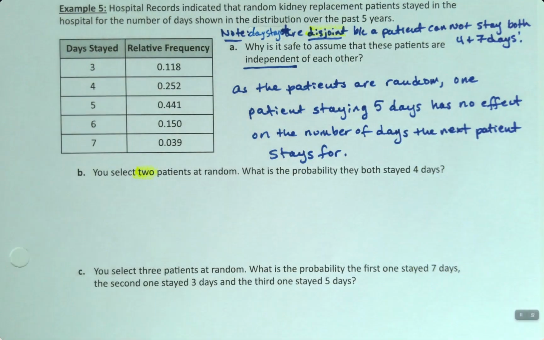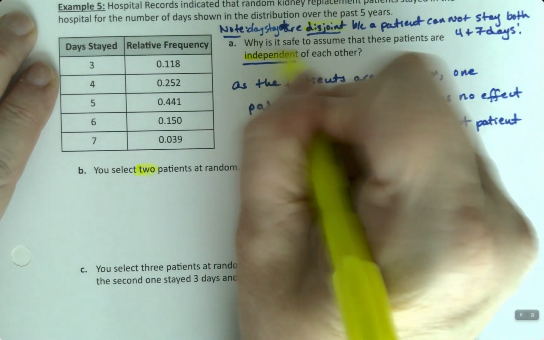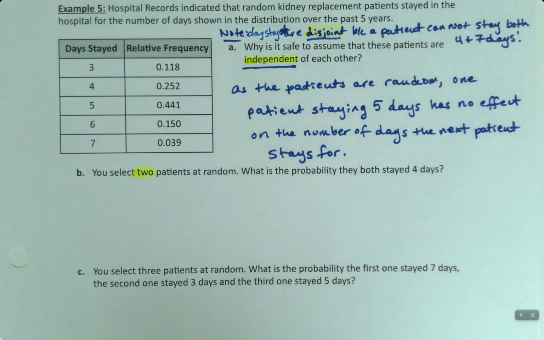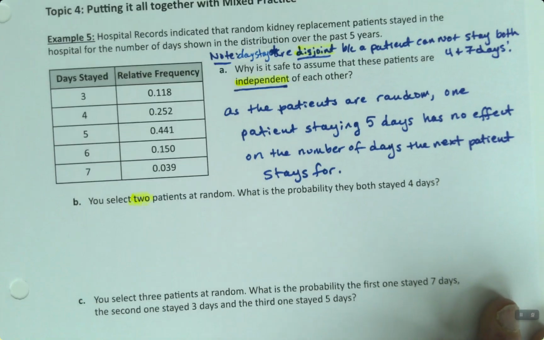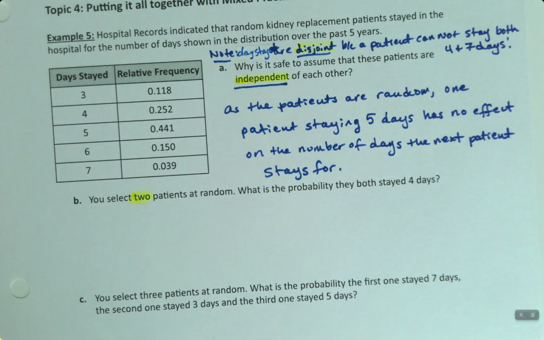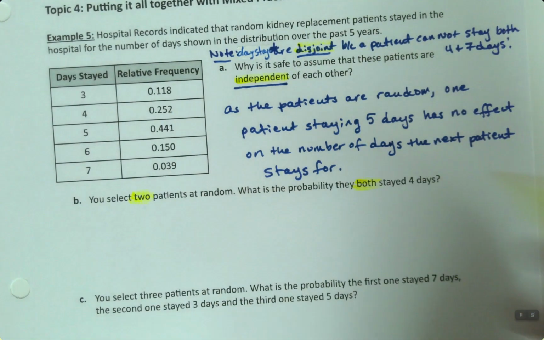Now, since these are random patients, this is going to be a multiplication rule. They're independent. We just said up above they're independent. They're actually disjoint and independent, but disjoint doesn't really affect us here because disjoint would only matter if we were talking about a single patient, which we're not. Okay, so since we're looking at 2 patients, and we want the probability that both of them stayed for 4 days.